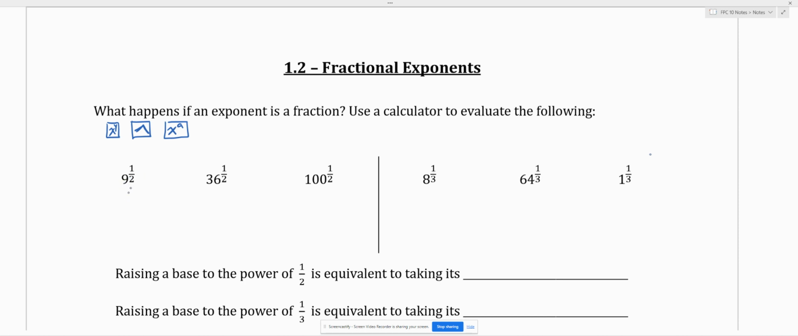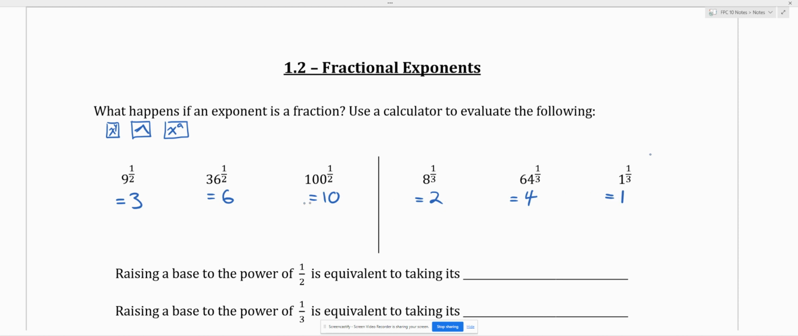And we're going to find out that 9 to 1/2 actually equals 3. 36 to 1/2, your calculator is going to give you 6. 100 to 1/2, your calculator is going to give you 10. Moving over here, 8 to the 1/3, your calculator is going to give you 2. 64 to the 1/3 is going to give you 4. And 1 to the 1/3 is going to give you a result of 1.